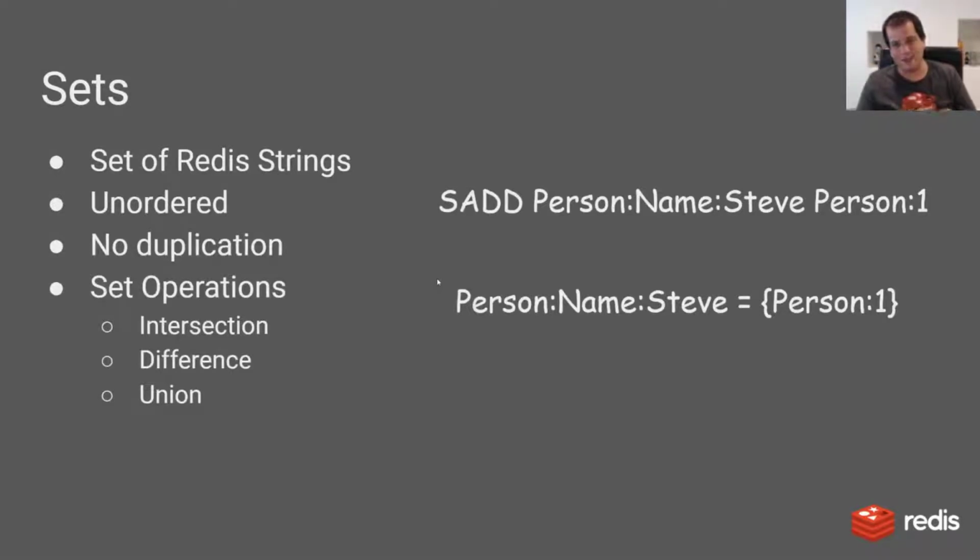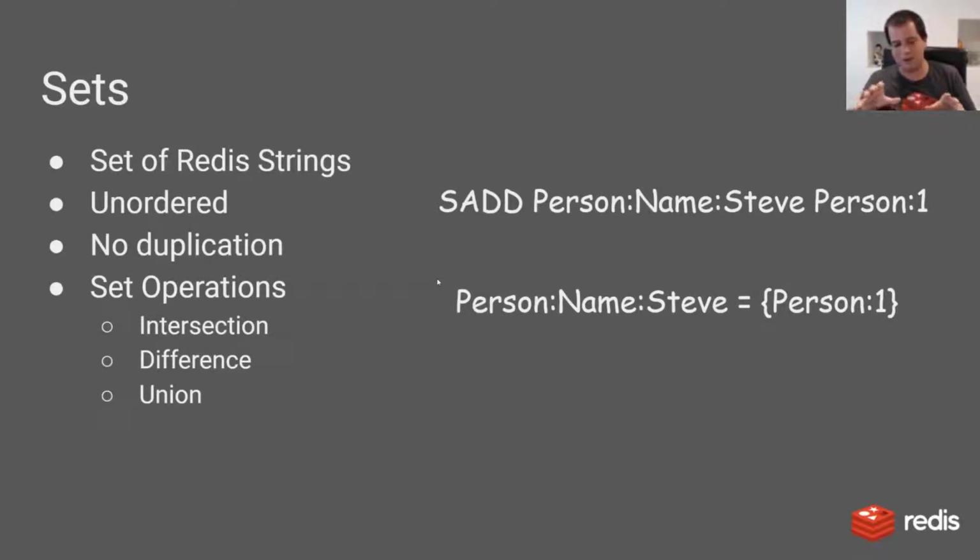Sets are a set of Redis strings. A set is a mathematical set, right? It's an unordered set of strings. It doesn't allow duplications, and you can perform different set operations between them, for example intersections, differences, and unions. If you're familiar with sets in math, a union is the combination of two sets. A difference is the items that appear in the first set that don't appear in the second set, and an intersection is the commonality between two sets. You can perform these set operations pretty easily using Redis.